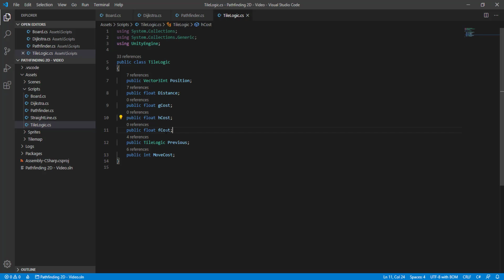And then we'll have the F cost, which is only the G cost plus H cost. So this is pretty simple. It is essentially a score. So essentially A star considers the shortest path from the origin to the tile logic plus the guessed shortest path from this tile logic to the objective.